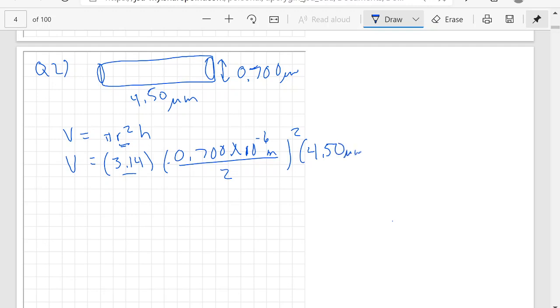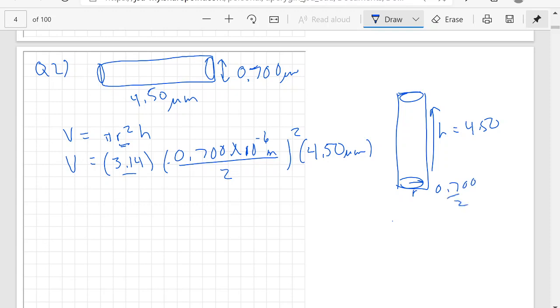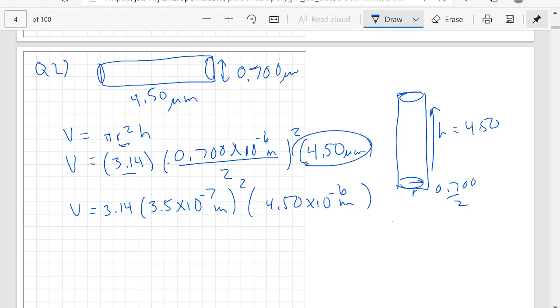4.50 micrometers. And notice that I have the cylinder on its side. If I had drawn it straight up, then this would be the radius and this would be the height. The height is equal to 4.50 and the radius is equal to 0.700 divided by 2. Okay, and so I'll go ahead and work out that. Volume is equal to 3.14 times 3.5 times 10 to the minus 7 meters, squared, times 4.50 times 10 to the minus 6 meters. I should have converted that to meters here, sorry.